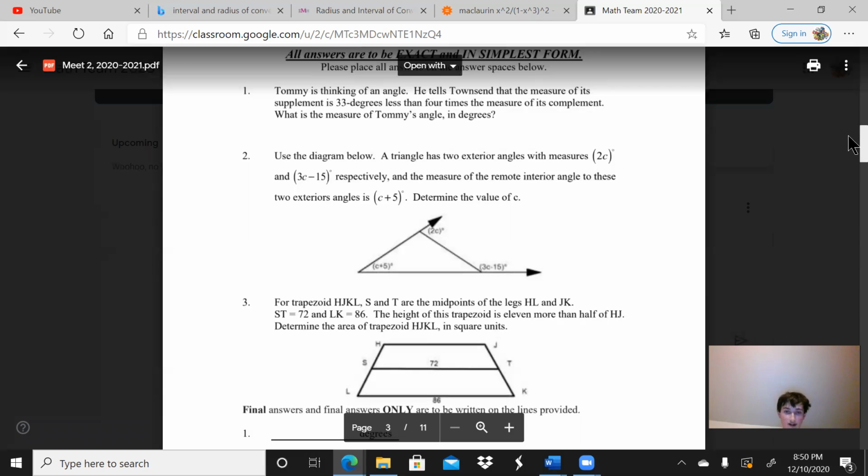Good. Okay, number 2. Use the diagram below. A triangle has exterior measures. That's not bad. Because exteriors sum to 360, so it's just the sum of the two exteriors plus the interior, 180 minus. Okay, wait. So 3c minus 15 plus 2c plus 180 minus the c plus 5 equals 360. So 5c minus 15 plus 180 minus c minus 5 is 360. 4c, 160 plus 160 is 360. 4c is equal to 200, c equals 50.